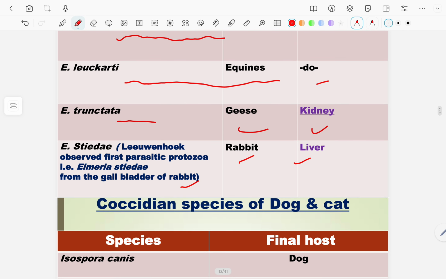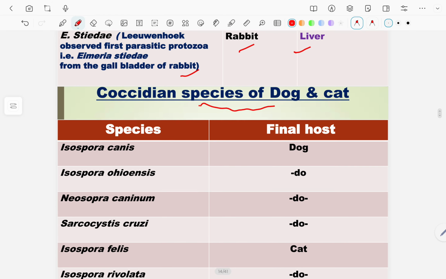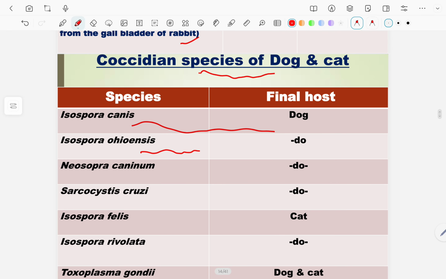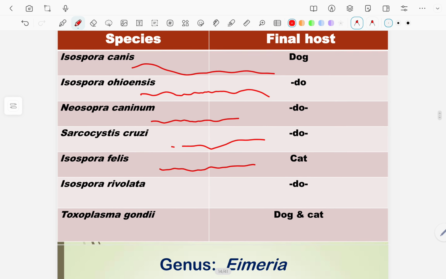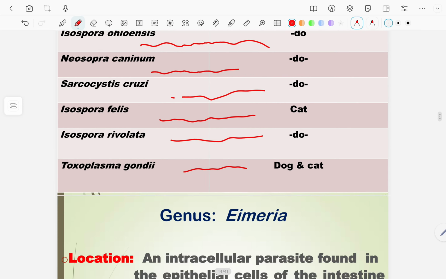Rabbit liver. Coccidian species of dog and cat. Species, final host. Isospora canis, dog. Isospora ohioensis, dog. Neospora caninum, dog. Sarcocystis cruzi, dog. Isospora felis, cat. Isospora rivolta, cat. Toxoplasma gondii, dog and cat.